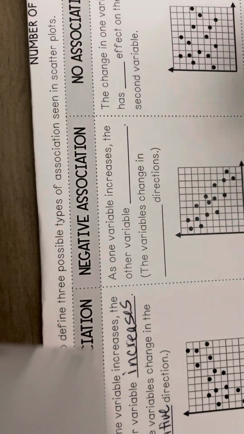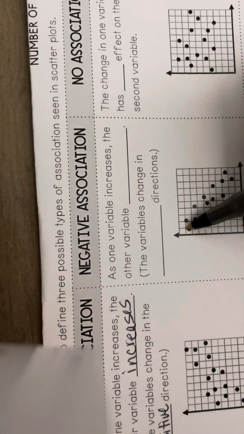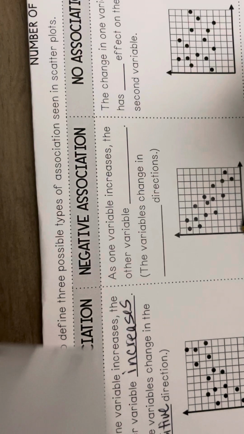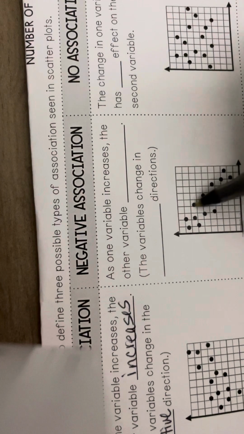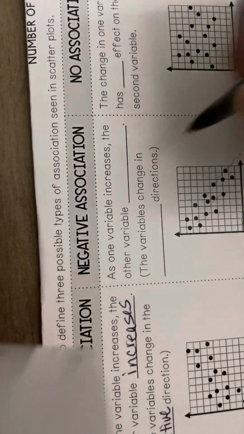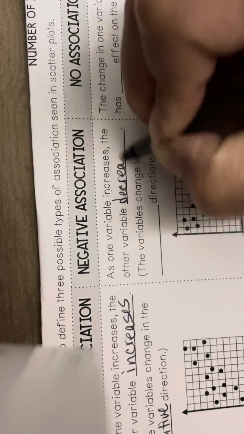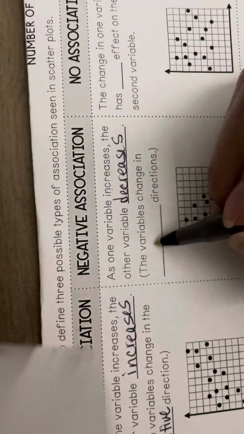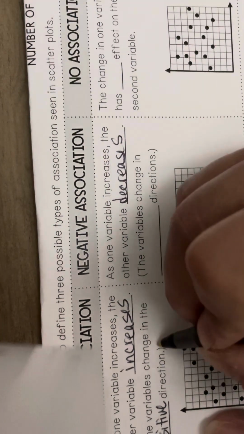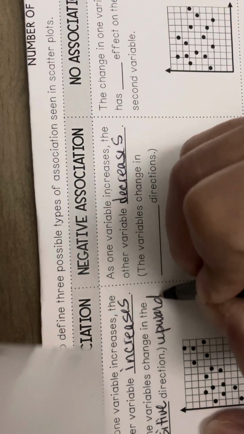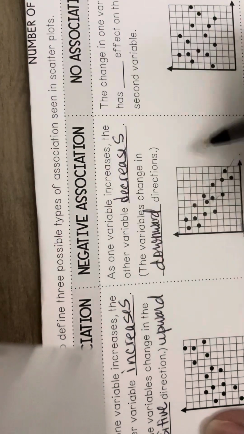There's a negative. So when one variable increases, what happens? As I go more to the right, these dots are coming down more. So the x is getting higher, but then the y is getting lower. So one increases while the other decreases. And the variables change in a negative, in a downward direction. So this one goes upward. This one goes downward. That's why it's negative.